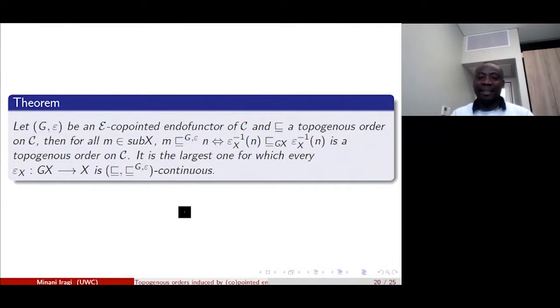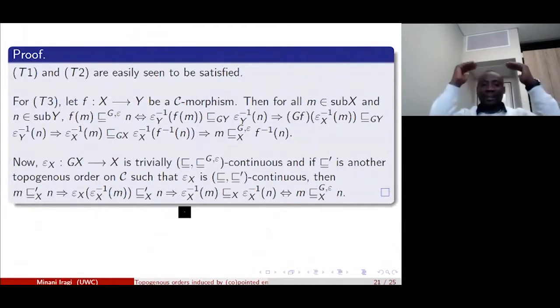We can see that this is just assuming that each of these morphisms must be continuous with respect to the topogenous order. Again, the proof has 3 steps. First, to check that the topogenous order satisfies the 3 axioms of the topogenous order. We must show that each of these morphisms from the co-pointed functor is continuous with respect to the 2 topogenous orders. And that is the last one. That means if one finds another topogenous order satisfying this condition, it must be coarser than the old topogenous order.